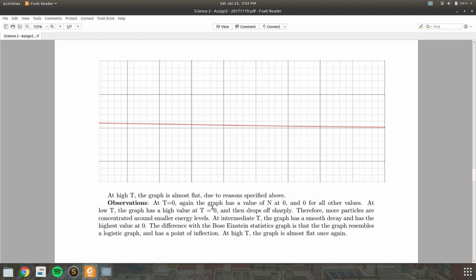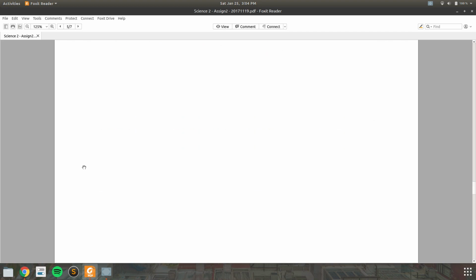Based on this, we can make some observations. At T equal to 0, the graph has a value of N at 0 and 0 for all other values. At low temperatures, the graph has a high value at 0 and then drops off sharply. So we conclude that more particles are concentrated on smaller energy levels. At an intermediate T, the graph has a smooth decay and has the highest value at 0. The difference with the Fermi-Dirac statistics graph is that it resembles a logistic graph and it has a point of inflection. At high temperatures, the graph is almost flat once again.